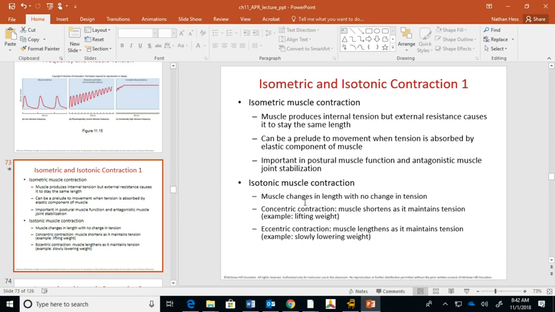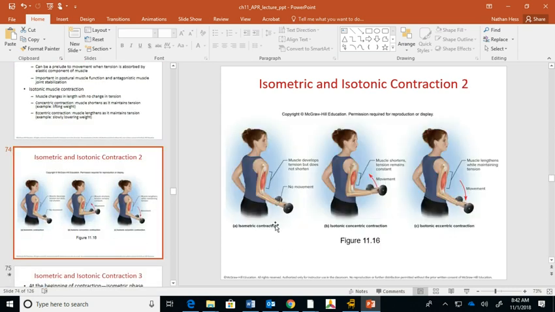Isotonic means the muscle is changing in length. The tension is the same, isotension, isotonic, but there's actually length that's changing. And the 2 main types of length changes are concentric, where the muscle shortens, and eccentric, when the muscle lengthens. So, great picture here, figure 11.16.